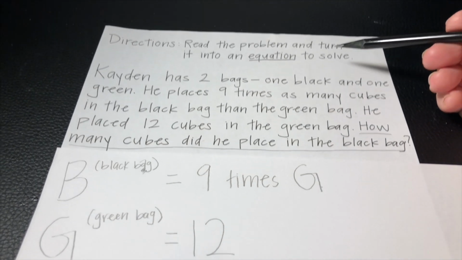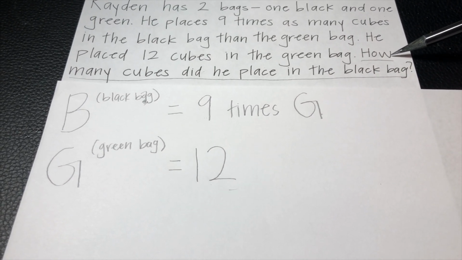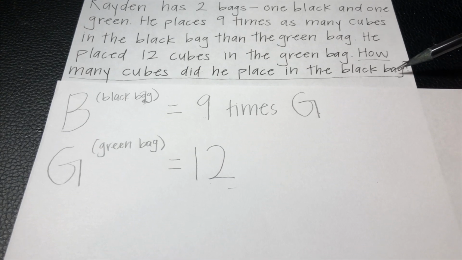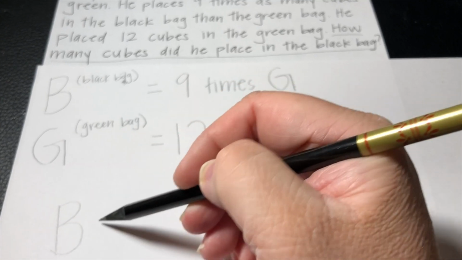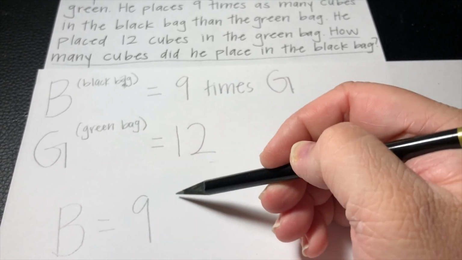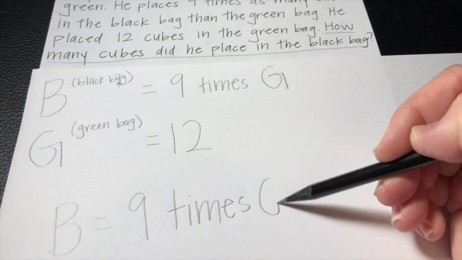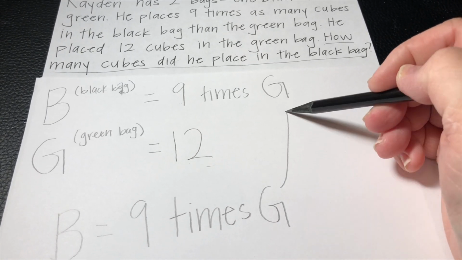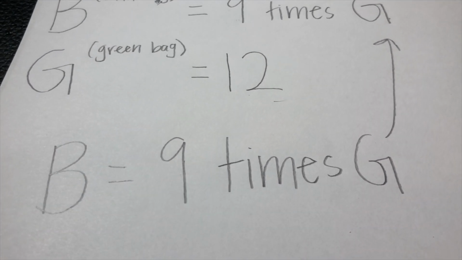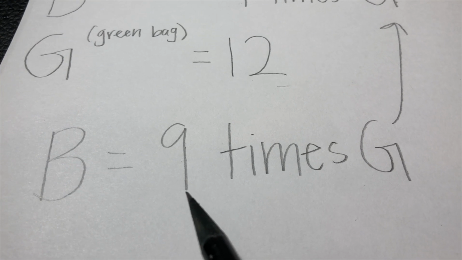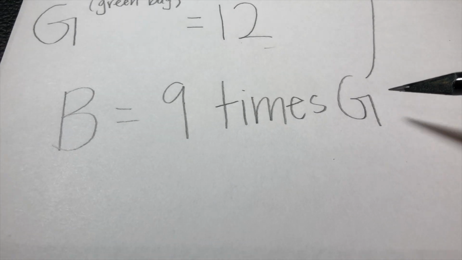But remember, we need an equation to solve this problem, and our question is how many cubes did he place in the black bag? So we're going to have our black bag equal 9 times G, which just literally came from right there. But this doesn't really look like an equation. I mean, we only have one number in here and we have no operation signs. So let's try to make this look like an equation.